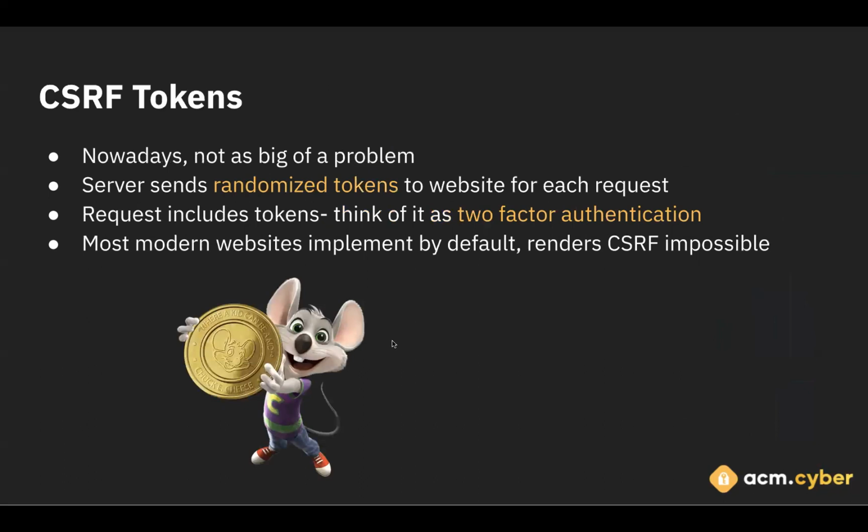Now, I mentioned this earlier, there's something called CSRF tokens. This is why CSRF is basically irrelevant nowadays. The server will send randomized tokens to the banking website for every request. And the banking website will send that token back to confirm, yes, I am the banking website, and this is a legitimate request. You can think of it kind of as two-factor authentication. So if you're a hacker, you make a different website, you don't get those tokens from the banking server. So you can't send forged requests because you don't have the tokens.